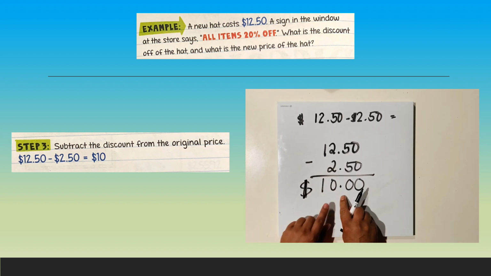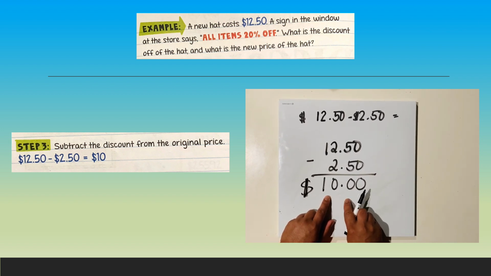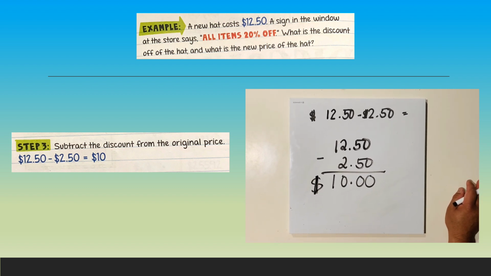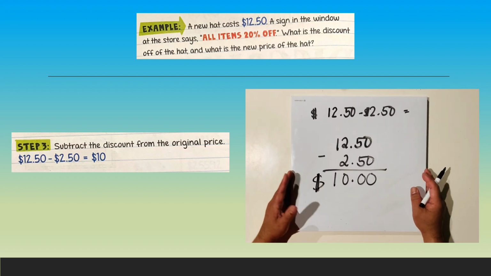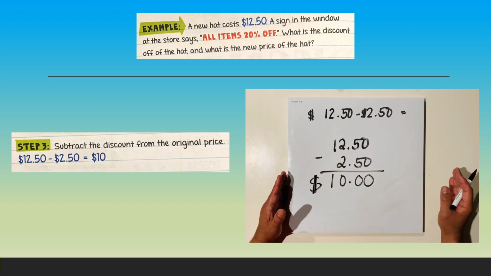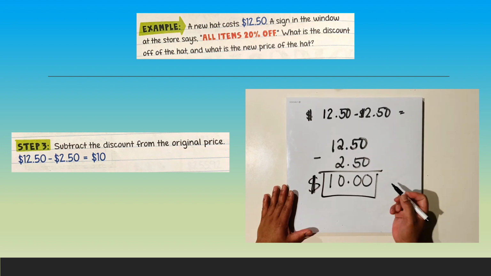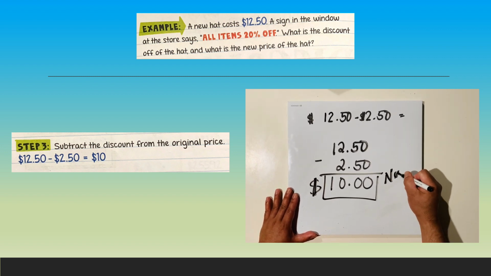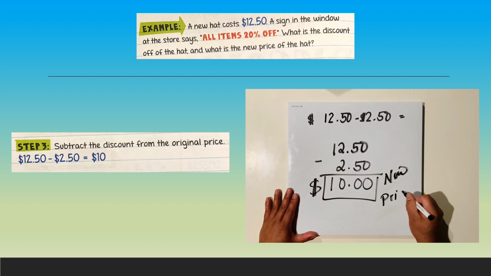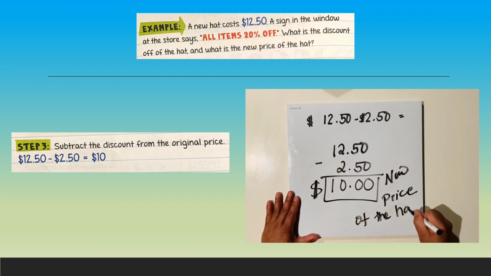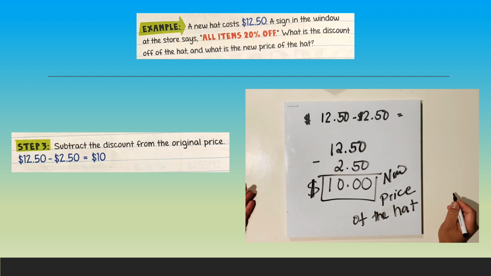This is the result. It means to say this is the difference. Difference is the answer in subtraction. So by the way, what is $10? $10 is the new price of the hat. So this is what we are looking for. So I'm going to write it down. This is the new price of the hat. Okay?